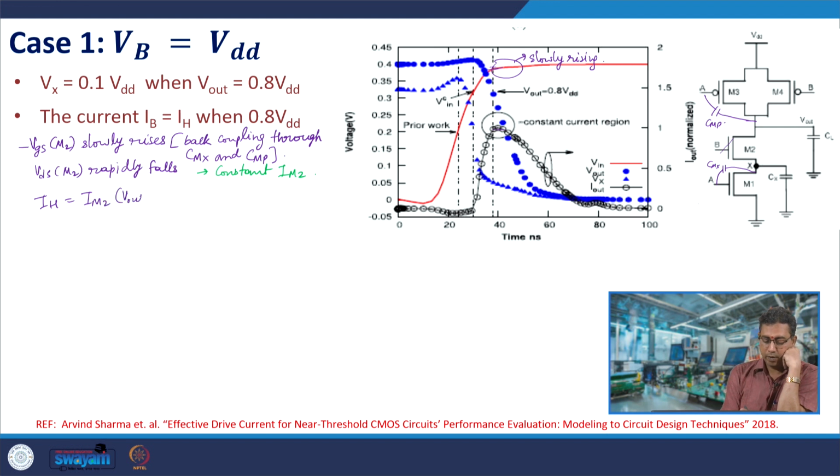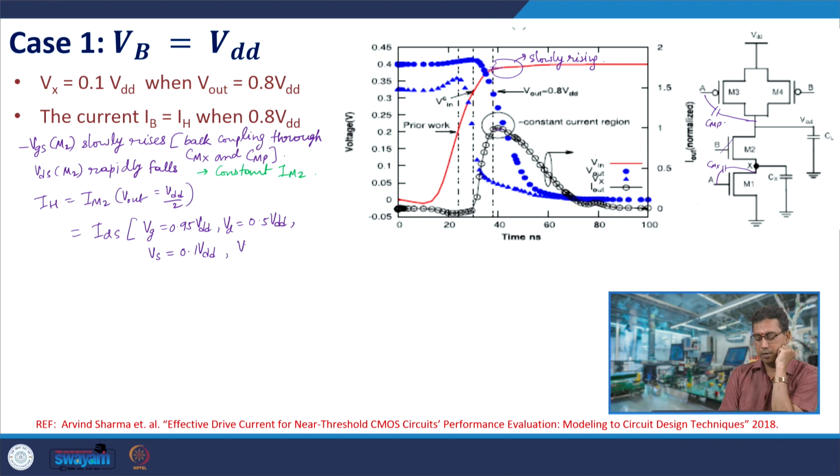which is equal to this constant IM2 at Vout equal to VDD by 2, and that is equal to IDS of an NMOSFET for its Vg being 0.95 VDD, drain voltage being 0.5 VDD, source voltage Vs being 0.1 VDD, and body voltage being again Vx, which is 0.1 VDD. So, this is the value of IH.